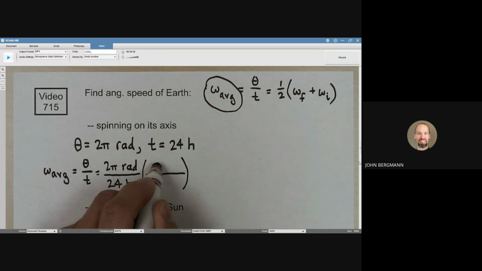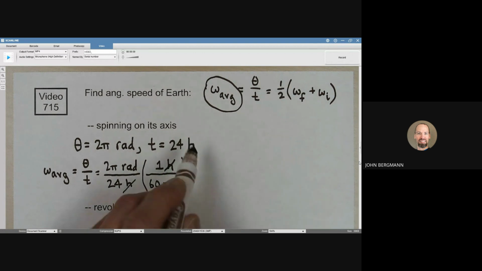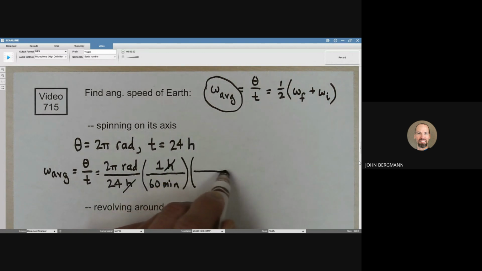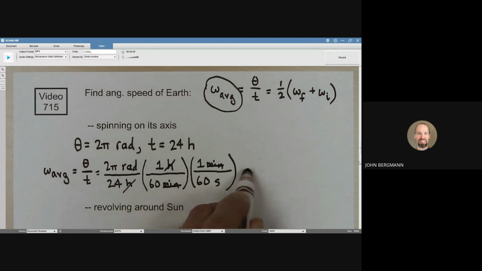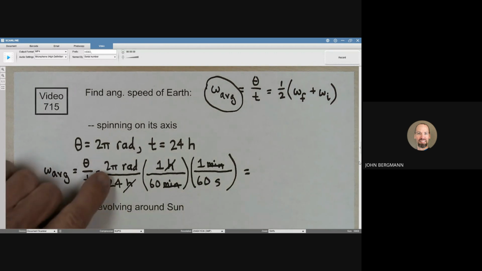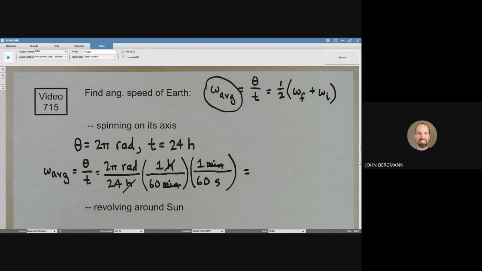And what do we know? There are any number of ways you could do this. I'll show it the long way. 1 hour is 60 minutes. I orient the conversion factor like that so that the hour units cancel. And 1 minute is 60 seconds. The minute unit cancels. And if you type that into your calculator, again, you would use a number for pi, like 3.14. We're going to want a decimal here.